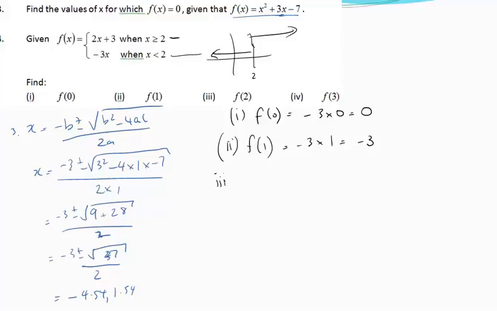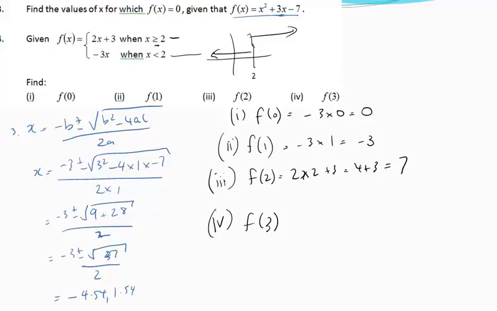So for 3, we've got x greater than or equal to 2. So we're going to be using this formula for function of 2. 2 times 2 plus 3 is 4 plus 3, which is 7. And for 4, function of 3 is also this formula. 2 times 3 plus 3 is 6 plus 3, which is 9.